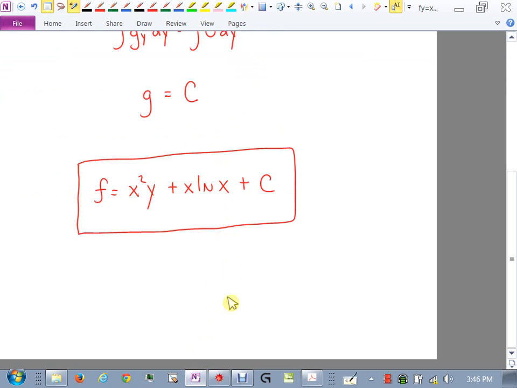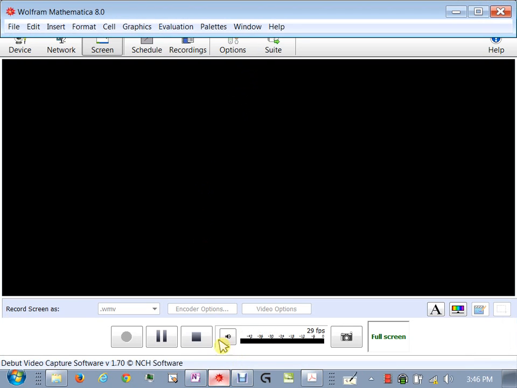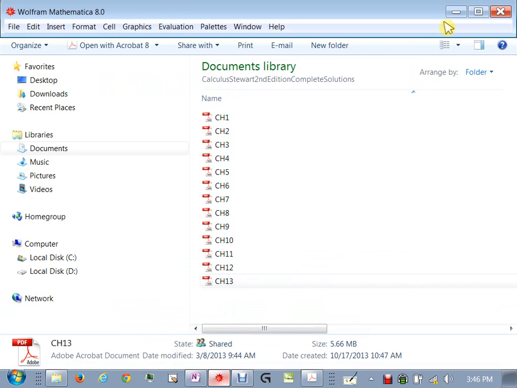Let's look at this last example for this section. Oh, man. Where'd you go? What the hell?